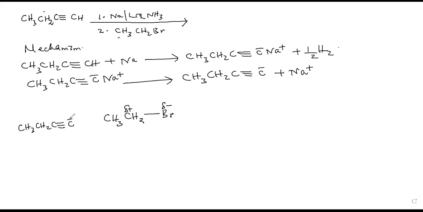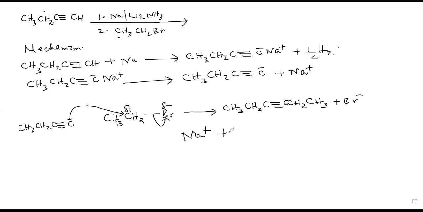So it should come like that, and this one will go away, forming CH3CH2C≡C CH2CH3, plus bromine ion, which reacts with the sodium ion to form sodium bromide. As simple as that.